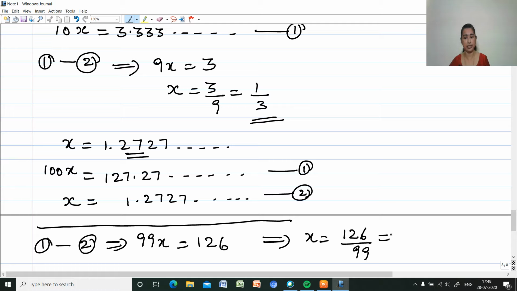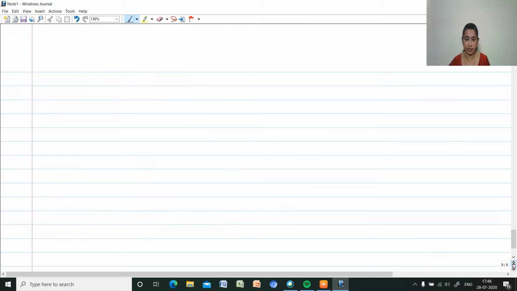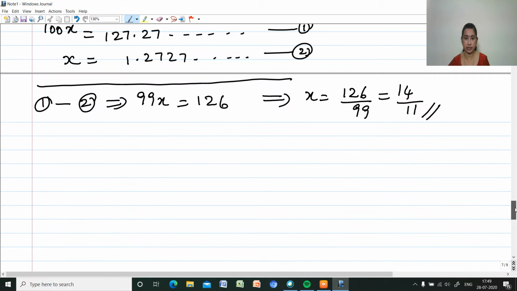There is a common factor. What is common here? 9 is common in both. So cancelling out the 9, what you will get? 14 by 11. A rational number should always be written in the simplest form. That is why we cancelled and wrote it in the simplest form. Then one more question from this part.